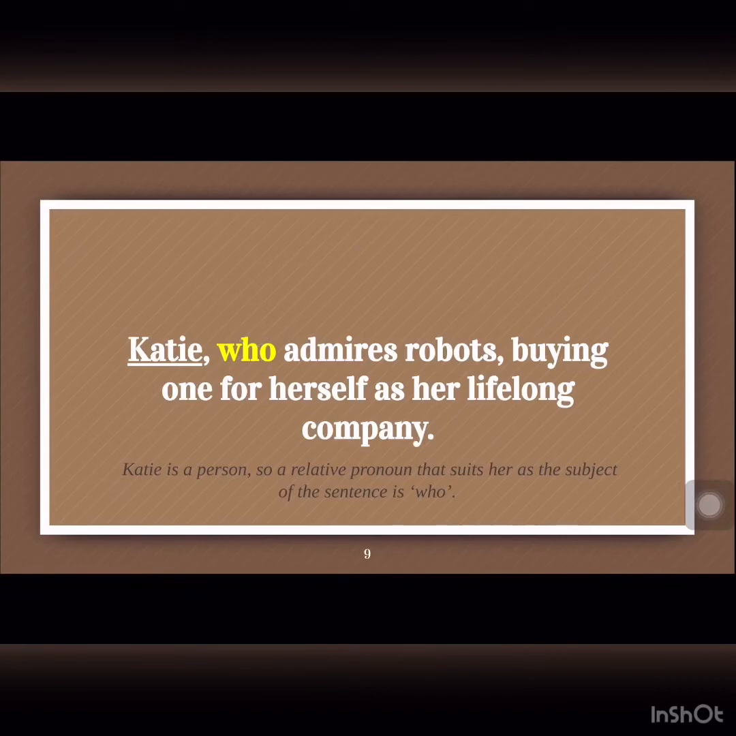Okay? So who admires robots is a relative clause. Okay? So can you see the note down here? Katie is a person. So a relative pronoun that suits her as the subject of the sentence is who.